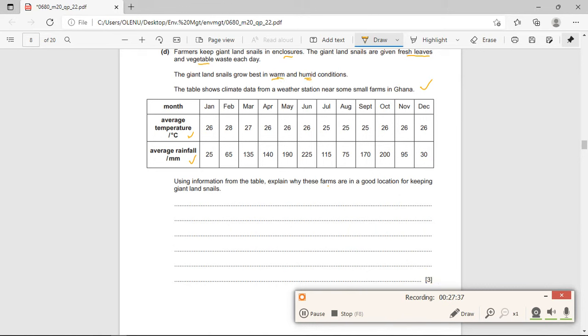So first, you find out that there is a high temperature range. The range will be the highest temperature minus the lowest temperature all year round. So there is a high temperature range, which will make the environment warm. If you look at this, the highest value here is 28 and the lowest value is 25. So it will be around 28 to 25 all year round.